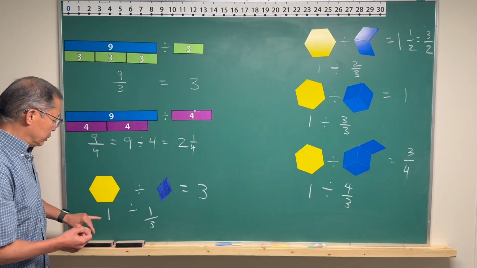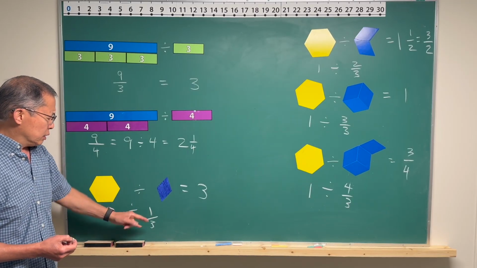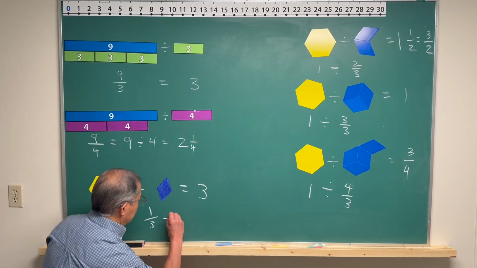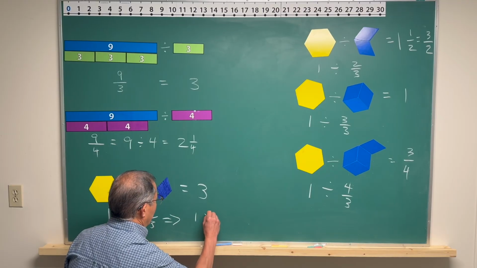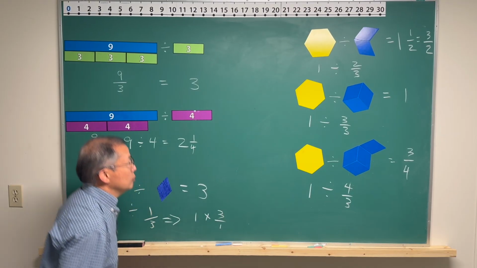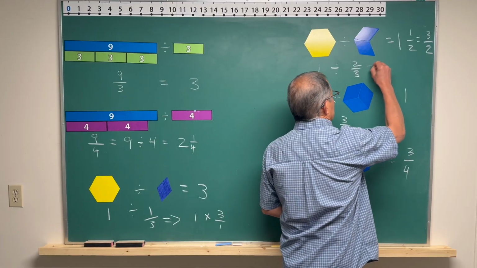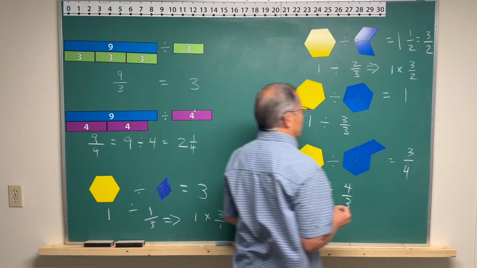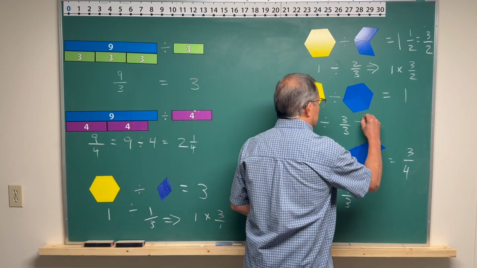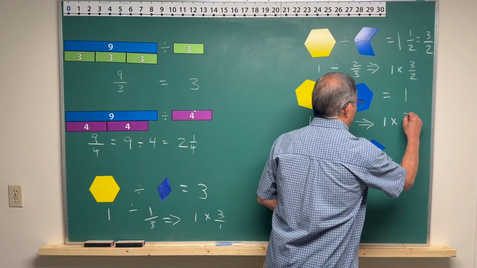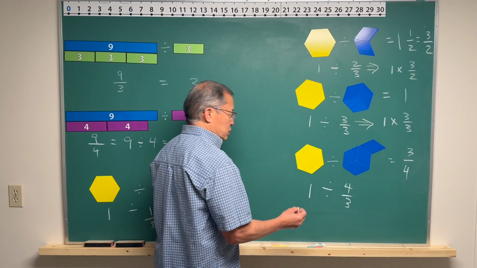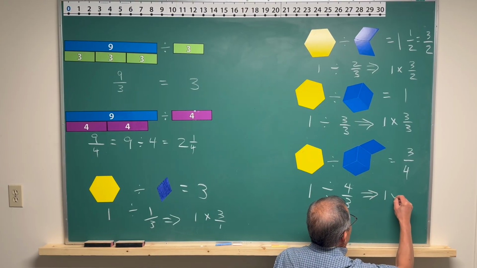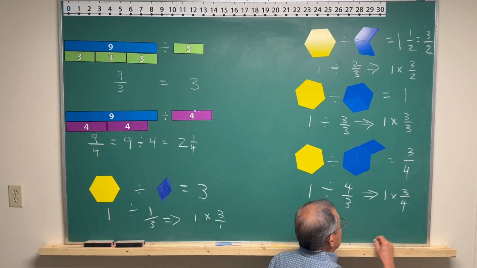So you say to them, okay, well, so what you're saying is that this has inverted, but we're not dividing anymore. This would be the same as 1 times 3 over 1. This one would be the same as 1 times 3 over 2. This one would be the same as 1 times 3 over 3. Is it consistently working? Yep, so far. This one becomes 1 times 3 over 4.